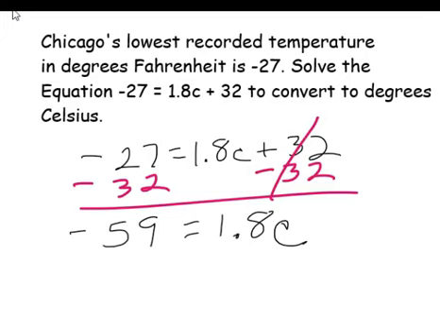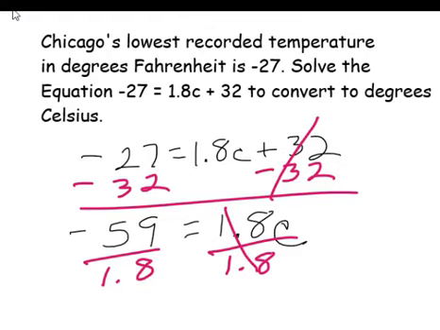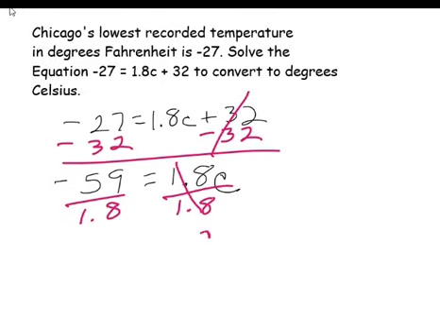Okay. Last step. I find my coefficient. And I know to get that variable by itself, I must divide both sides by my coefficient. So let's do that now. Divide here by 1.8. Divide here by 1.8. 1.8 divided by 1.8 equals 1. 1C. There's my C. And 59 divided by 1.8. This is going to get me a repeating decimal.